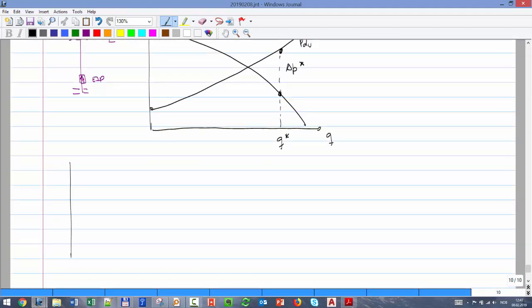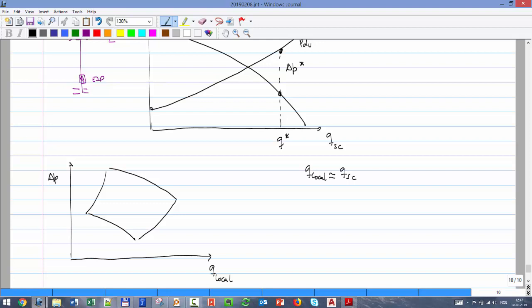Now we go to the operational map of the pump, delta P versus Q. That's Q at standard conditions, and this Q is local. We know the curve looks something like that. Let's make initially the assumption that Q local is more or less similar to Q standard conditions. That means no gas is coming out of solution, which is not true, but it's just to make our life simple.